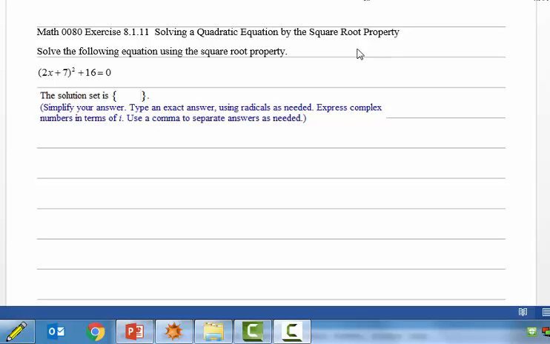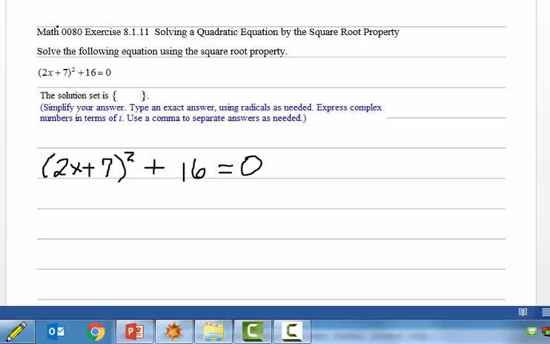Let's take a look at solving this equation by the square root property. Notice that here, instead of just having the variable squared, we've got an expression that has two terms squared. But the process is still the same. I want to isolate what I'm squaring. So what I'm squaring is 2x plus 7, and I want that on one side of the equals alone.